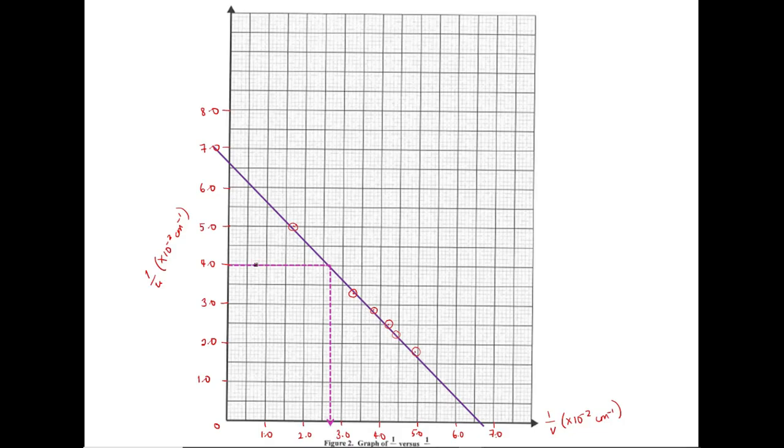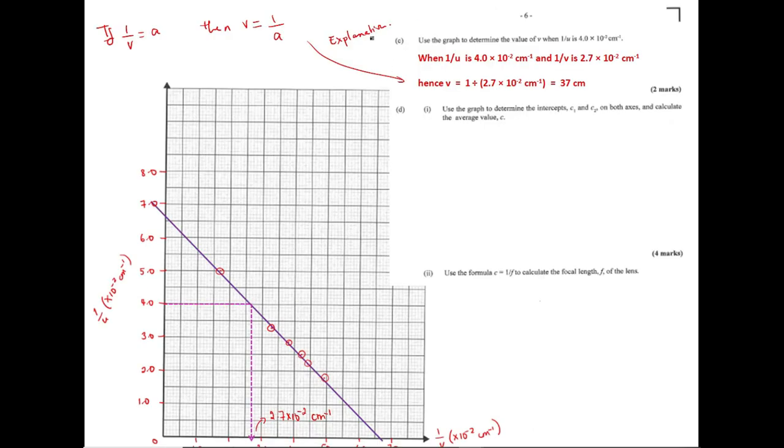So basically we did an extrapolation. At 4.0 times 10 to the negative 2, you drag it across here until you touch the line, and you bring it down. Okay, and I got 2.7 times 10 to the negative 2. But the catch is that is the 2.7. So it says when 1 over u is 4.0 times 10 to the negative 2 per centimeters, 1 over v is 2.7 times 10 to the negative 2 per centimeters, but they asked for v.